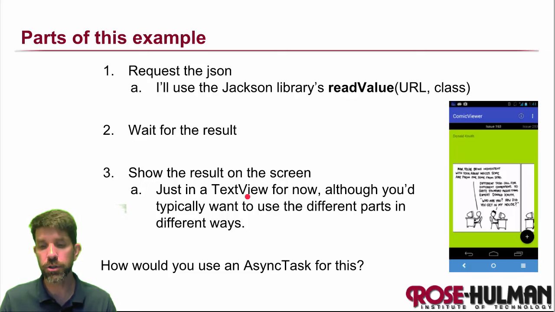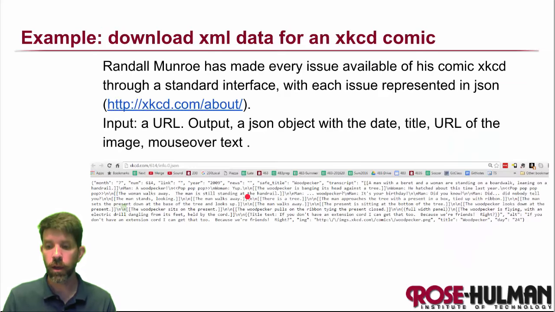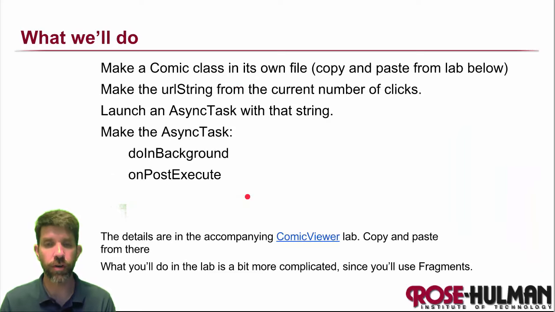So before we go into Android Studio, just sort of outline what we're going to be doing. And the lab has the details here. I'm going to be making a comment class. I'm going to be turning the number of clicks into a URL string, right, that I can use to go fetch the JSON.